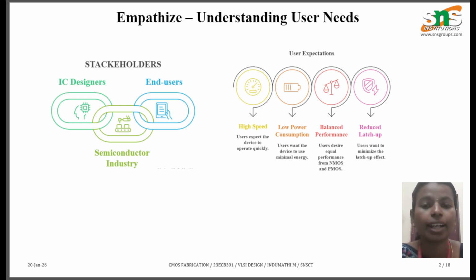Before starting the process, in a twin well we can partially control both the N well and the P well. The twin tub allows independent optimization of PMOS and NMOS. The twin tub process allows separate control of threshold voltage, body effect, and performance of both transistors.